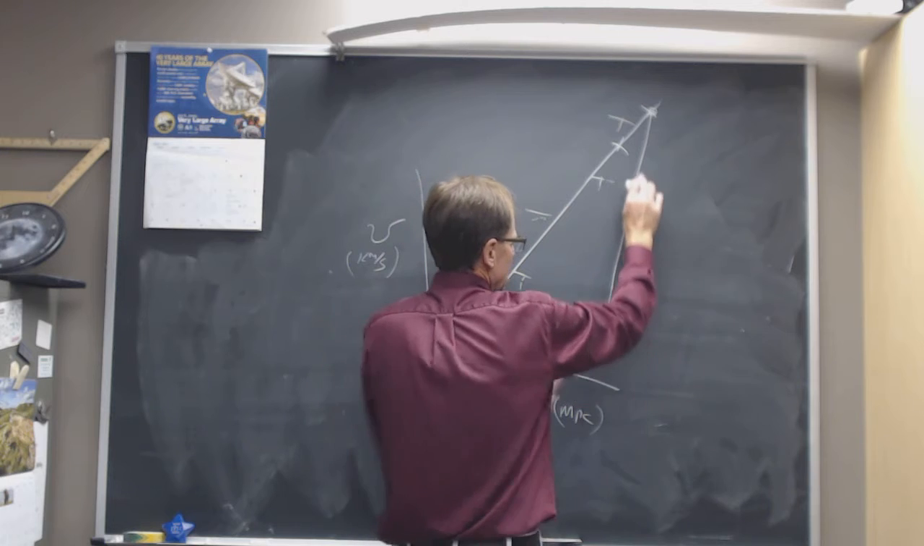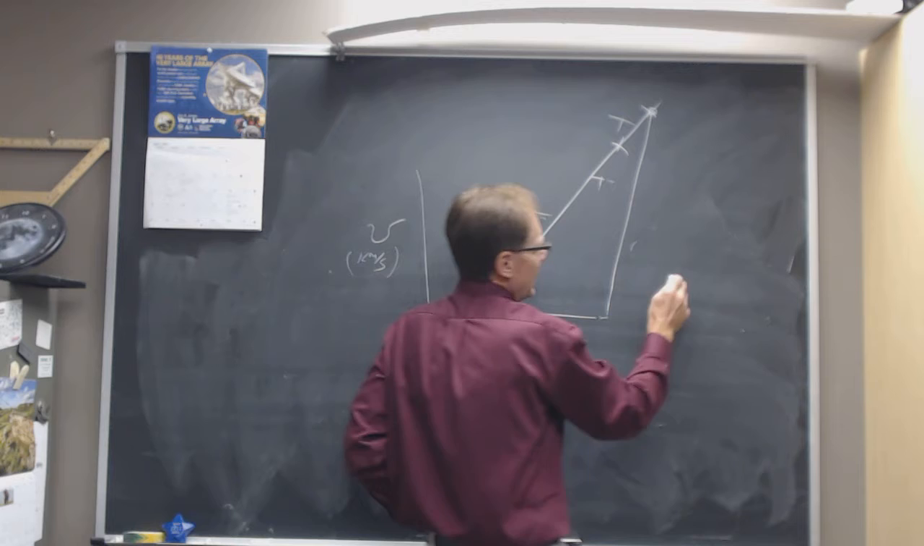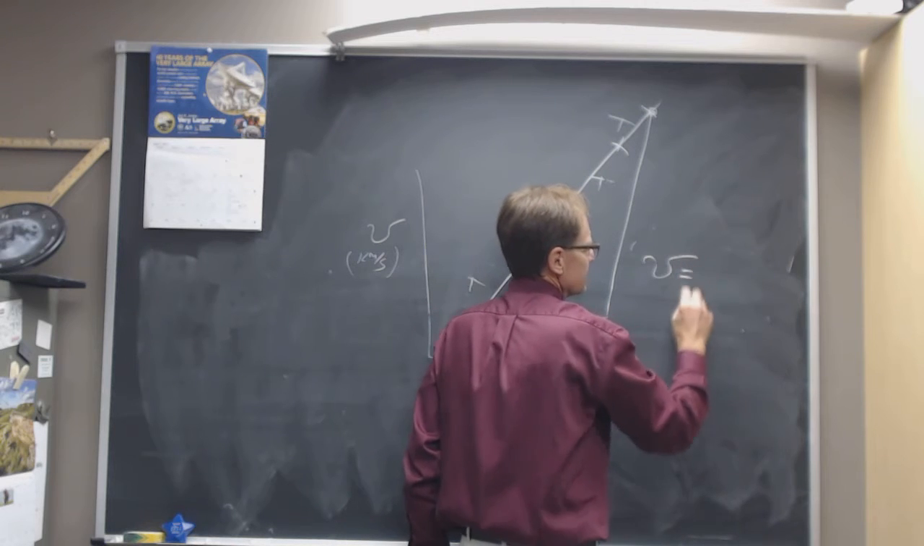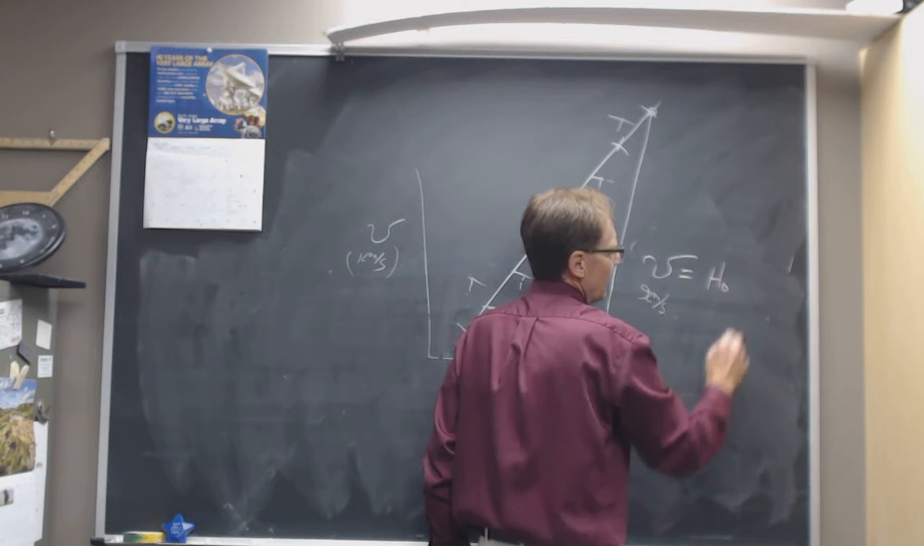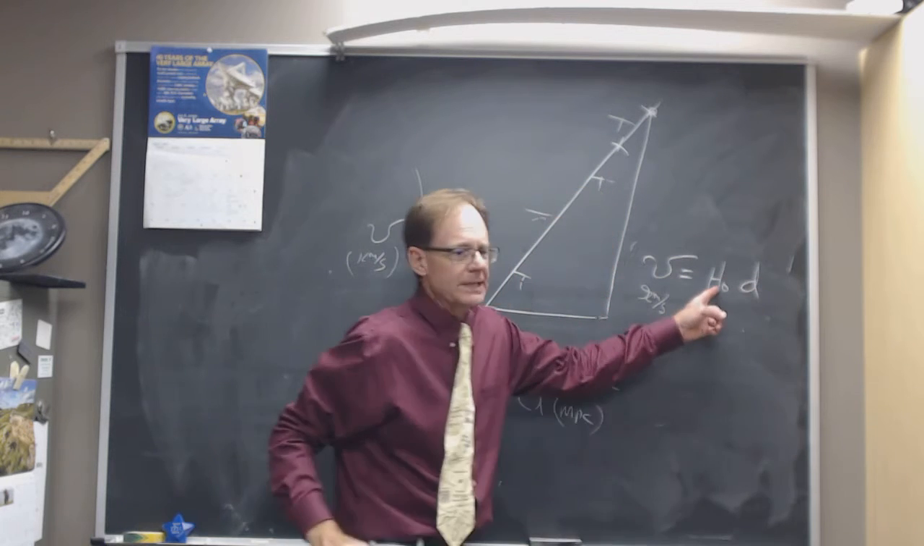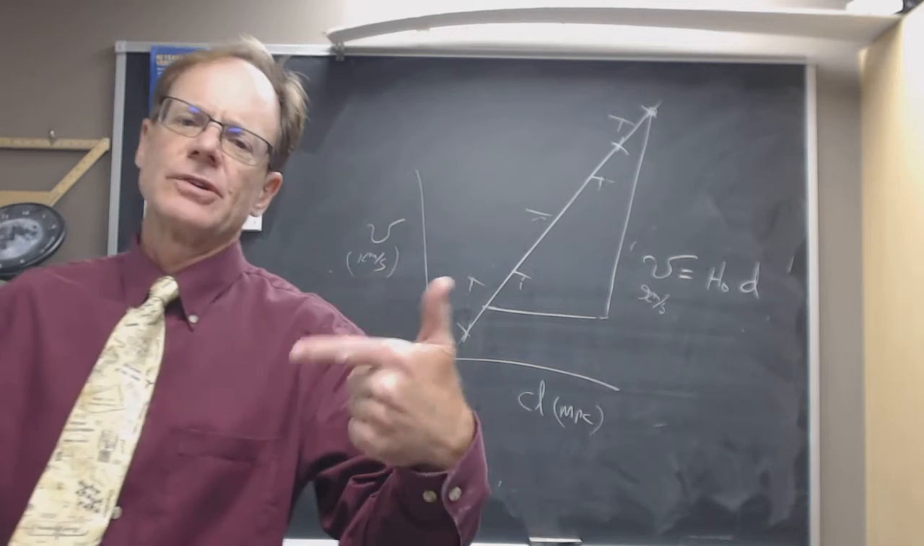And the rise over the run, delta y over delta x, delta v over delta d, is going to be your slope. And you've got something that looks like this. The velocity of recession in kilometers per second is equal to something we call the Hubble constant times the distance. We put that sub-zero on the Hubble constant to remind us that that's as measured today.